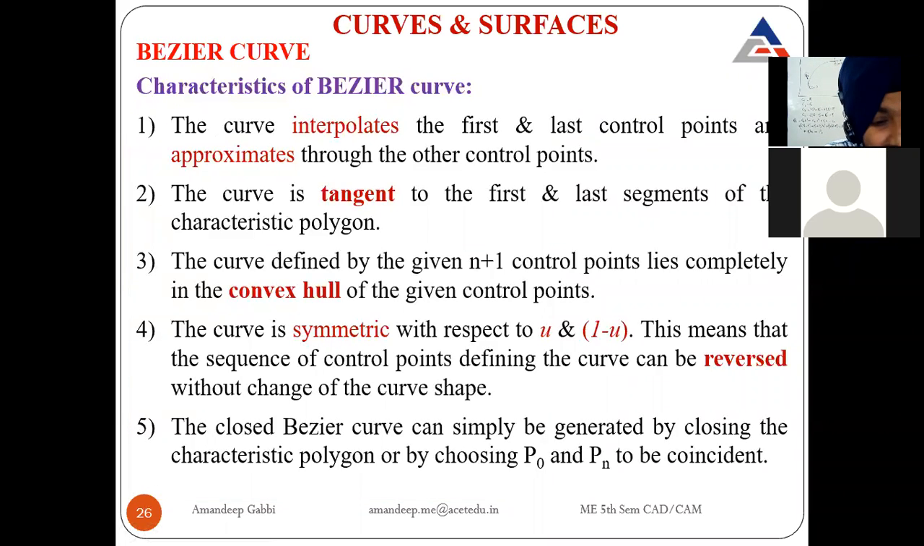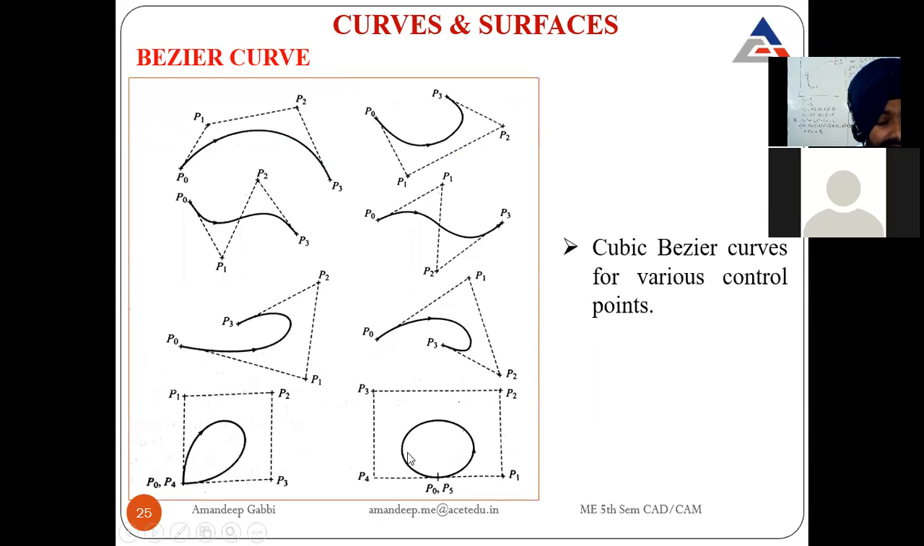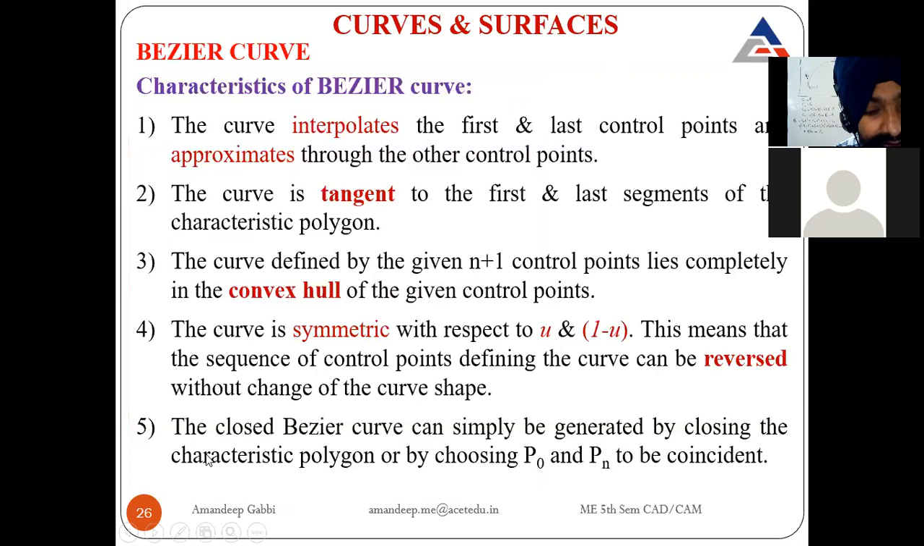The curve is symmetric with respect to u and 1 minus u. This means that the sequence of control points defining the curve can be reversed without change of the curve. You can change the sequence of control points also. The closed Bezier curve can simply be generated by closing the characteristic polygon, or by making the first and last points coincide. So as in the last two figures, you can join the first point and the last point to generate a closed figure. This is what the last point is stating.